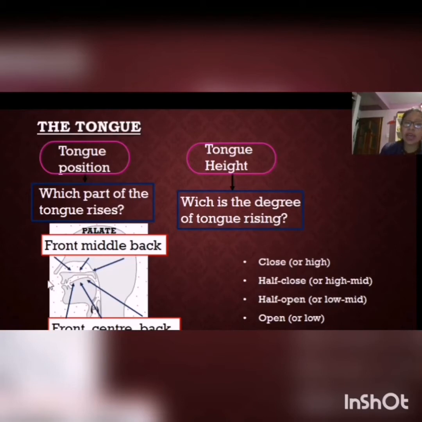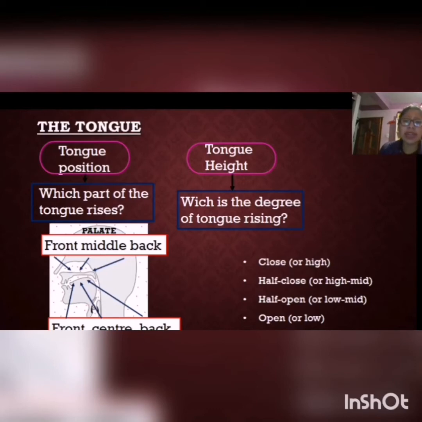So here we have a graphic which shows us that the tongue for the production of vowels is divided into three sections, which are front, center, and back. So the front part of the tongue may rise towards the front part of the palate, and the same happens to the center. The center of the tongue rises toward the middle part of the palate, and the back part of the tongue rises to the back part of the palate.